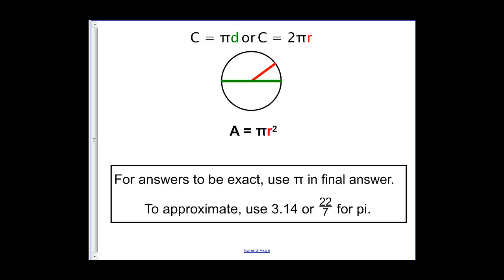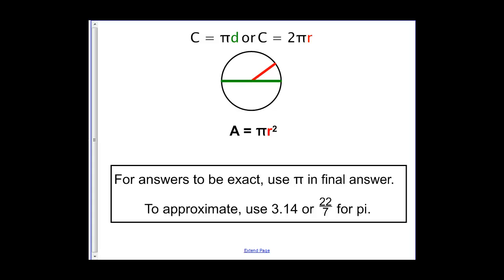We talked about the formulas for circumference and for area. Remember, there are two different formulas for circumference because of the way radius and diameter relate to each other, and because I can just multiply the radius by 2 to get the diameter. We have two different formulas for circumference. We have one formula for area. Remember, since area is in square units, that's the only place where you're going to see the radius squared. Area equals pi times radius squared.